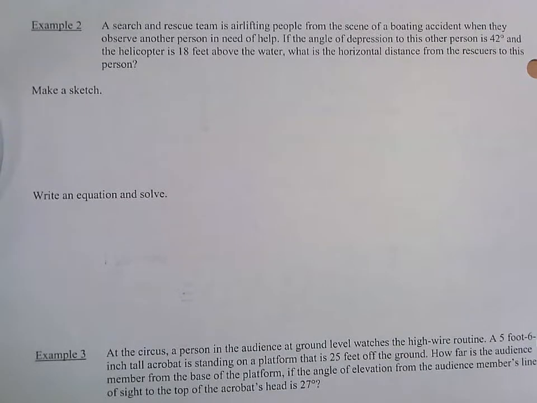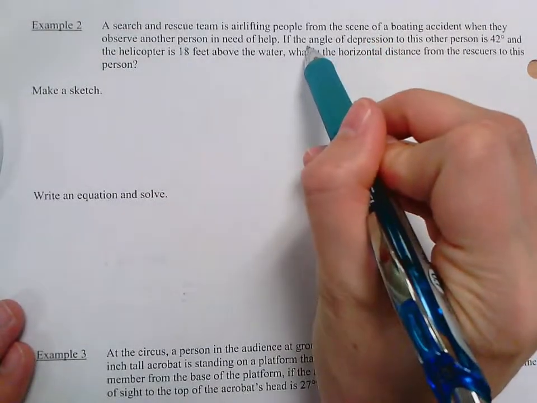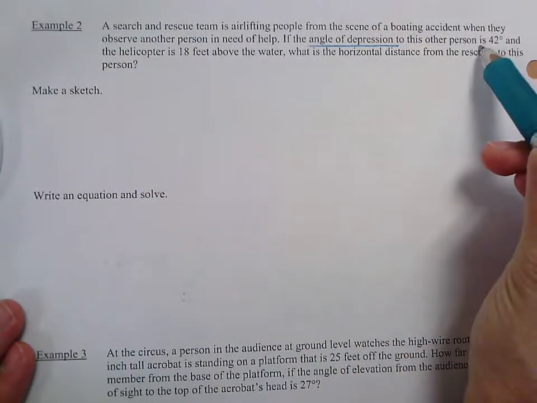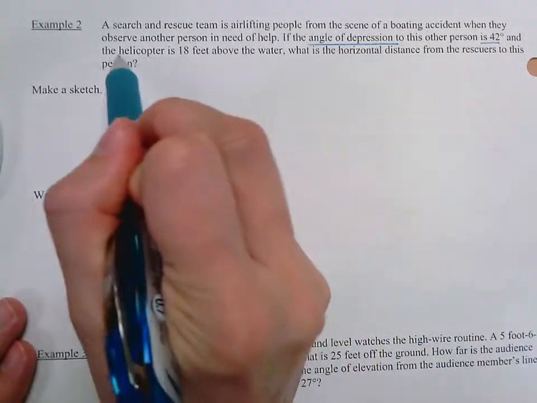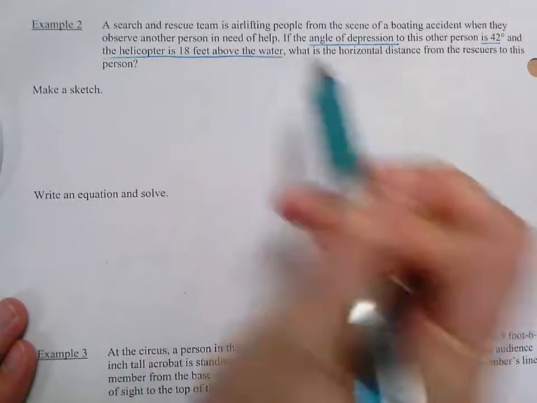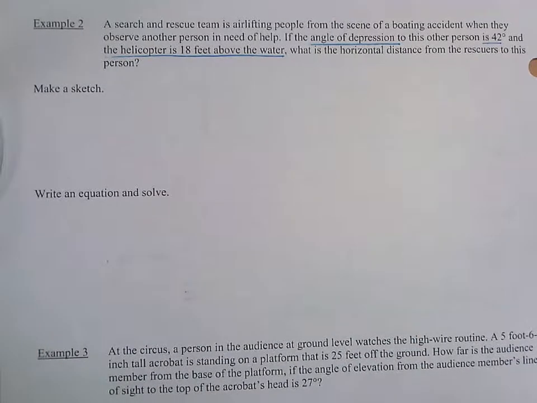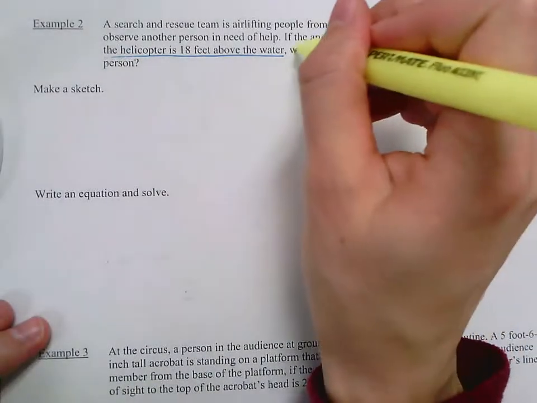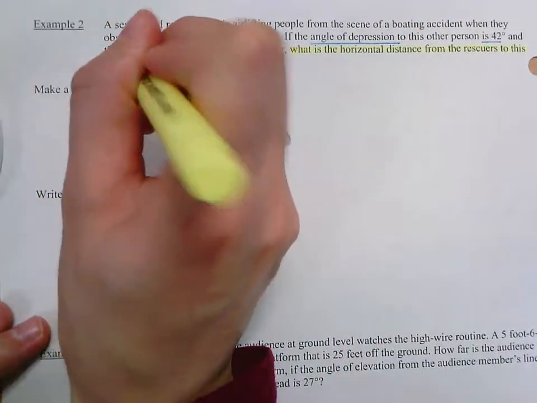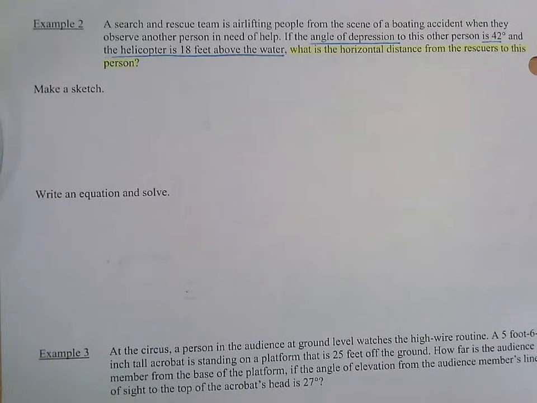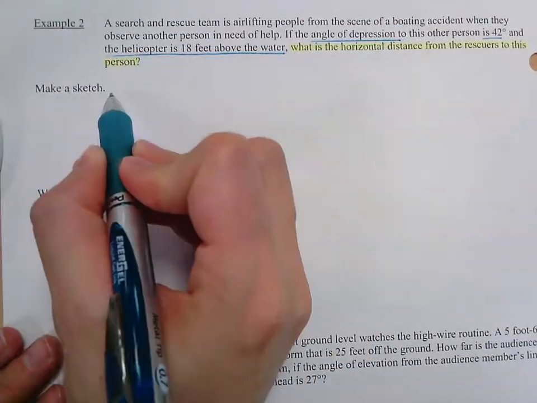Example 2 says a search and rescue team is airlifting people from the scene of a boating accident when they observe another person in need of help. If the angle of depression to this other person is 42 degrees and the helicopter is 18 feet above the water, what is the horizontal distance from the rescuers to this person? Okay, so you have a helicopter. So again, make a sketch, visualize this.